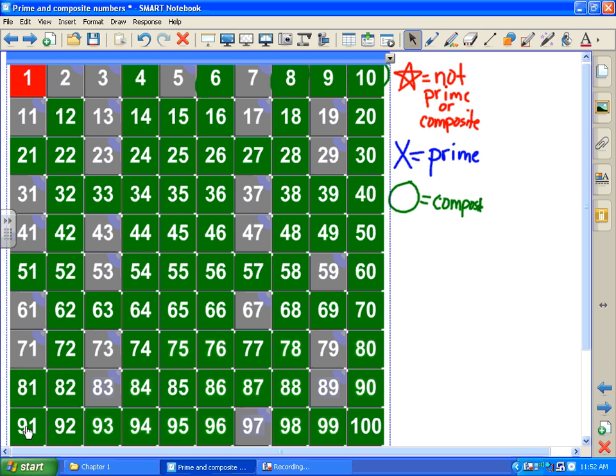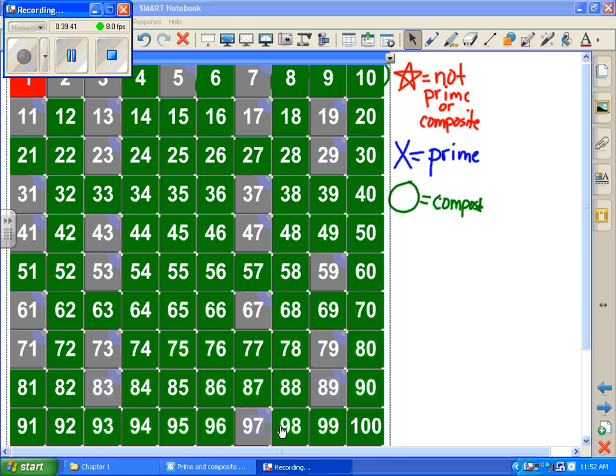This chart now is a shortcut that you can use to figure out if a number is prime or composite. Now we're going to use it a lot. We're going to use this chart a lot tomorrow and Friday. So for now, just put it in the top corner of your table, clean up, get ready for lunch.